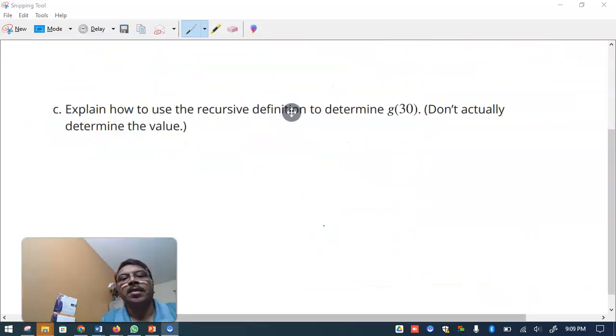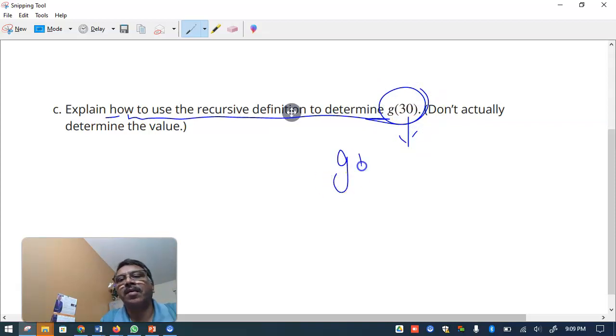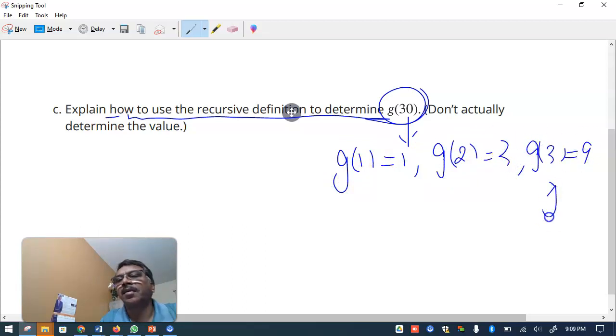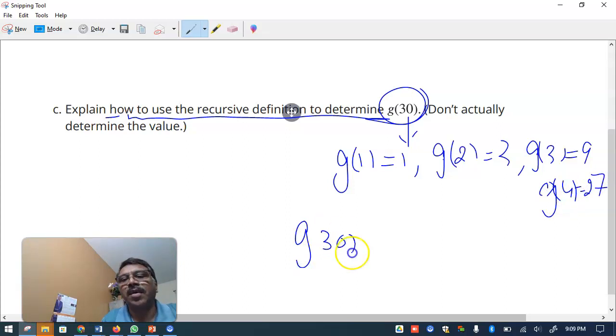Let's move to the next one. There is also a question asked about how to find a formula to determine g of 30. Now to find g of 30, remember our g of 1 was 1, then g of 2 was 3, then g of 3 was 9, and g of 4 was 27, and so on. So if you want to find g of 30, instead of g of 1, we can consider this one, g of n.